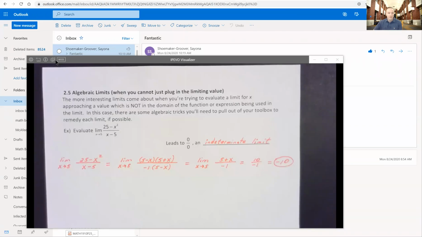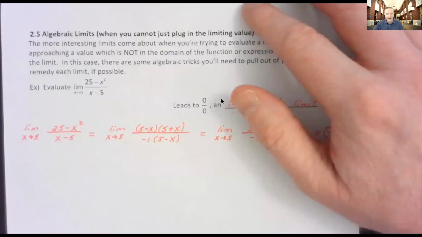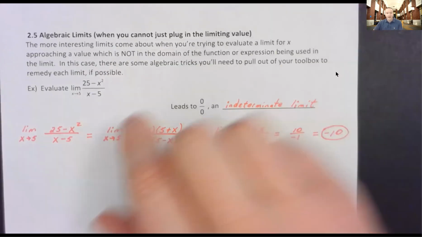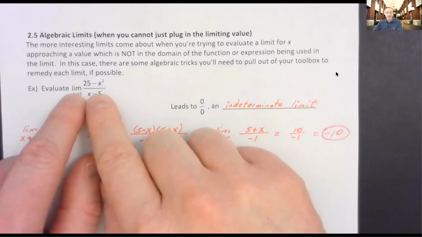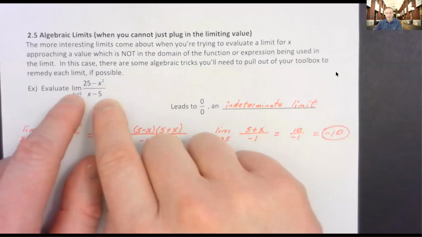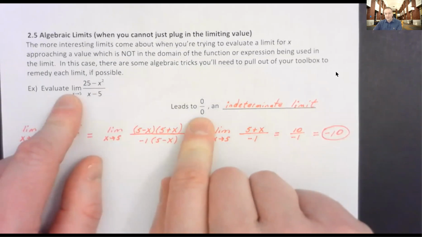Whenever, let's see here, let me maximize that. There we go. Whenever we look at algebraic limits here, the first one I'm going to start with is one that we could not evaluate by hand, or at least by just plugging in the 5. If I say evaluate the limit as x approaches 5 of 25 minus x squared over x minus 5, I can't plug the 5 in, because if I try, it's going to lead to a 0 over 0.